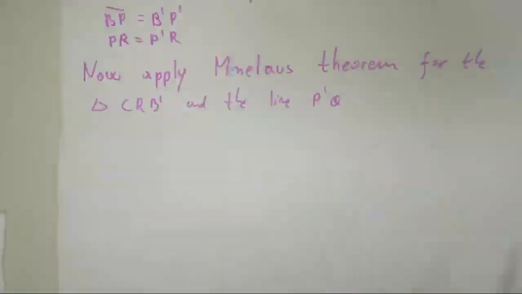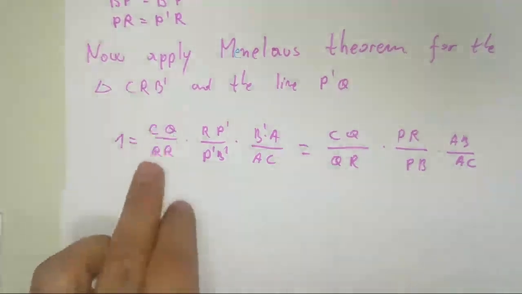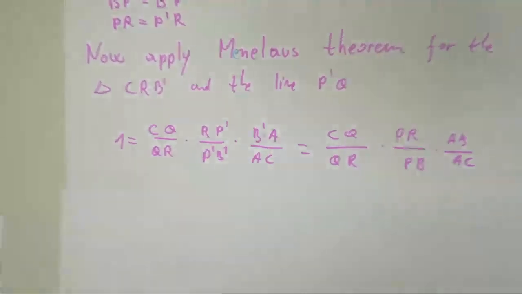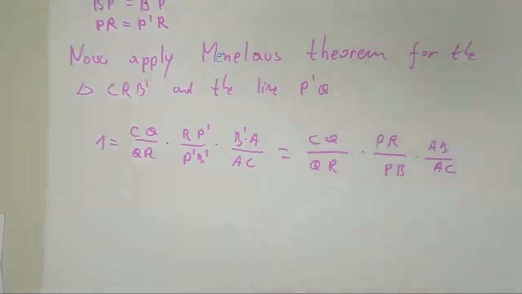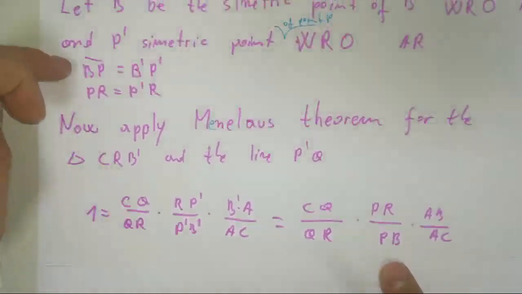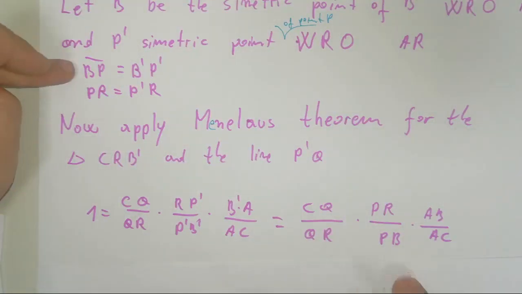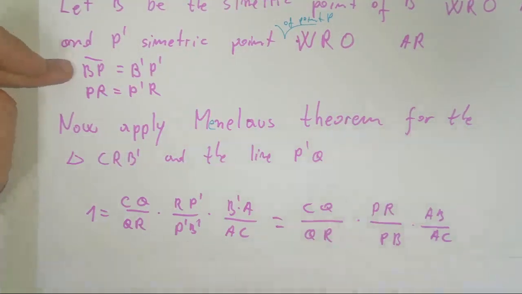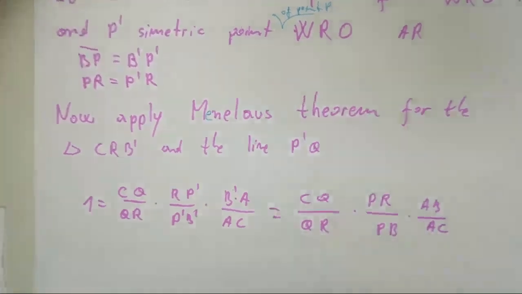All right, let's see it now here. We end up with this proportion. 1 is equal to CQ over QR times RP prime over P prime B prime times B prime A over AC. And here we just substituted from the last row. We found that BP is B prime P prime, so we just substitute it here and end up with this equation. All right. Is that clear? Any question till here?